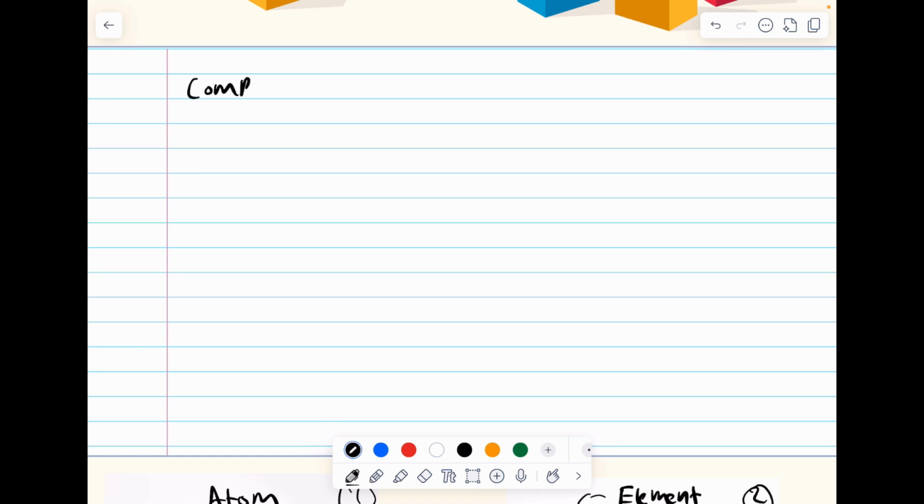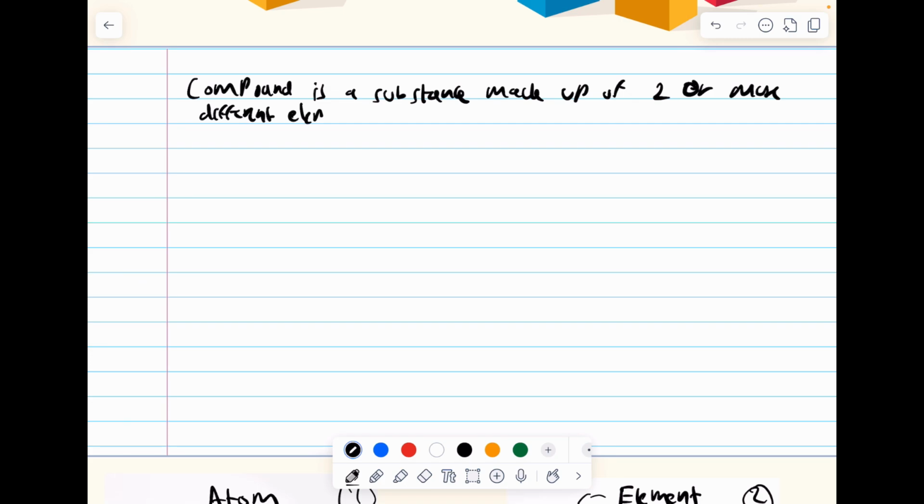So a compound is a substance made up of two or more different elements bonded together in a fixed ratio. Okay, so this is a very meaty definition, but we will break it down together. So let's go over it.